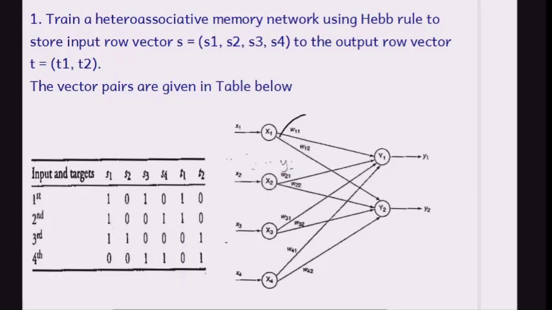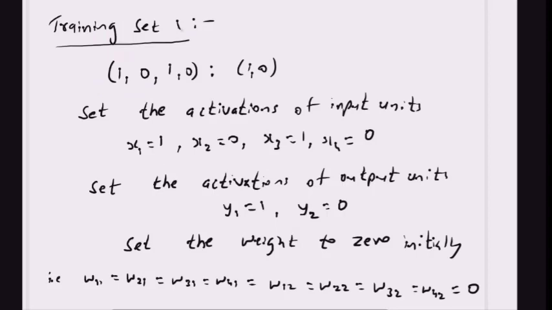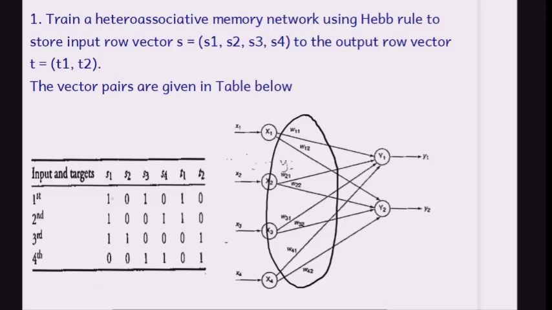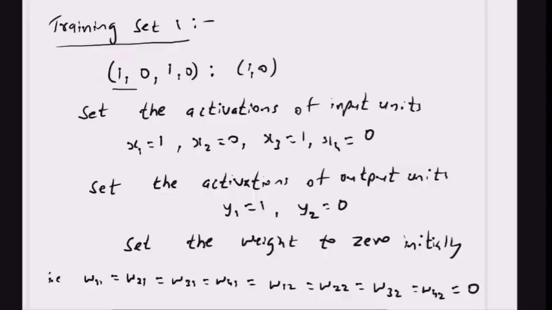We need to find the value of these weights. What will be the final value of these weights when we train this particular network? So I've already written it to save time. We have the first training set. As you can see, the training set is 1 0 1 0 as the input, and for that the output should be 1 0.